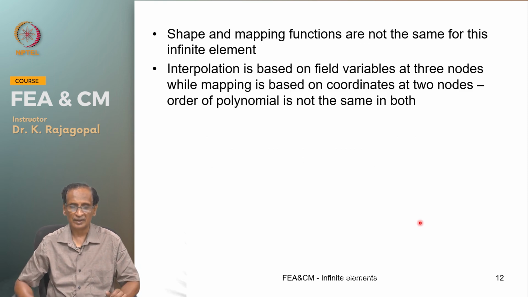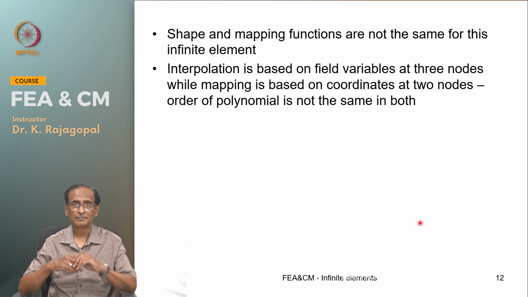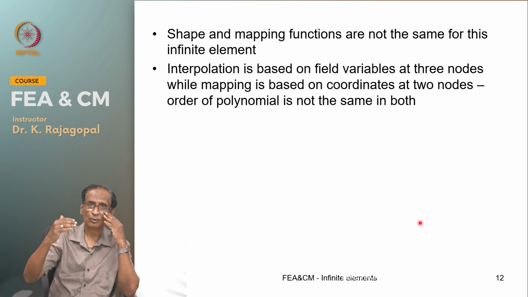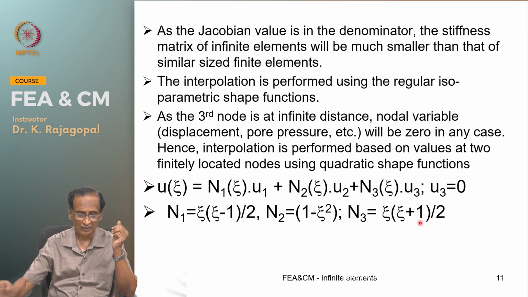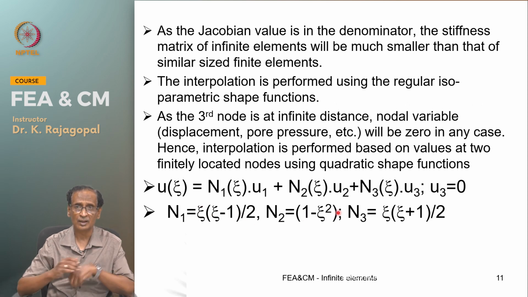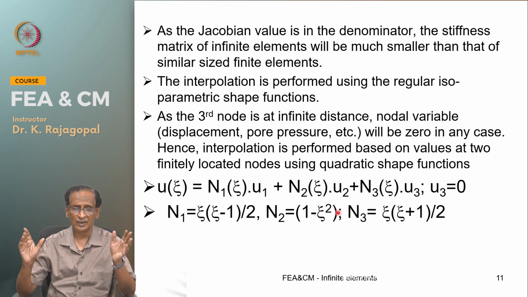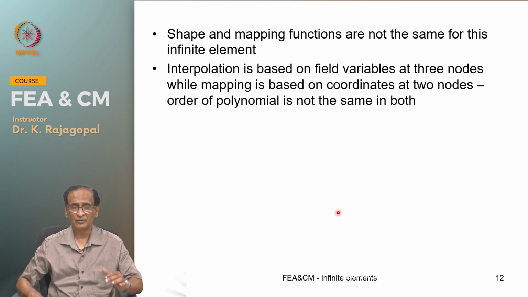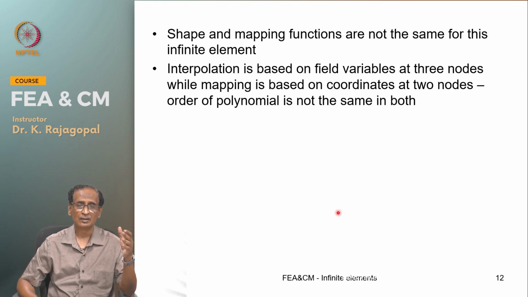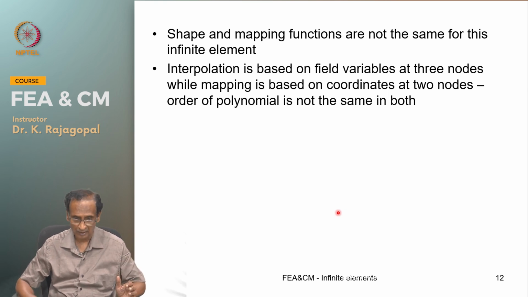And in this case, the shape and mapping functions are not the same. We have two different sets of functions. The mapping functions are -2 xi by 1 minus xi, or 1 plus xi by 1 minus xi, whereas our shape functions are xi times (xi minus 1) by 2 and 1 minus xi squared, and so on, because we have 3 nodes for interpolation and only 2 nodes for the mapping. For the mapping we have singular mapping functions, whereas the interpolation is done using our conventional interpolation functions.